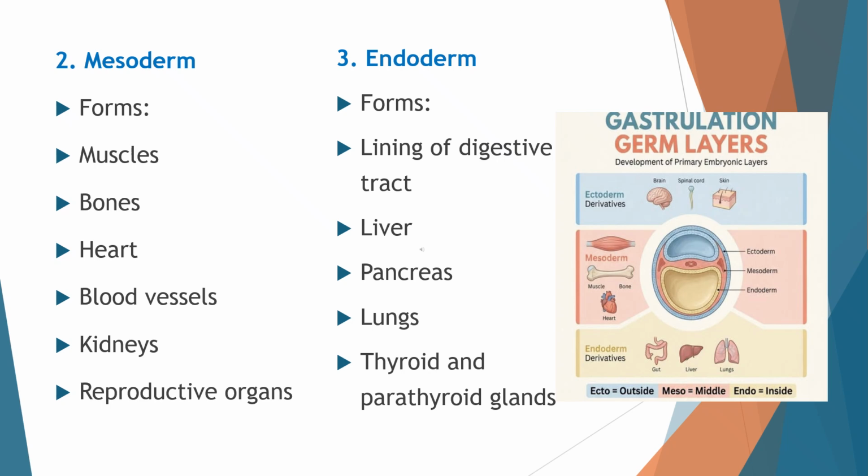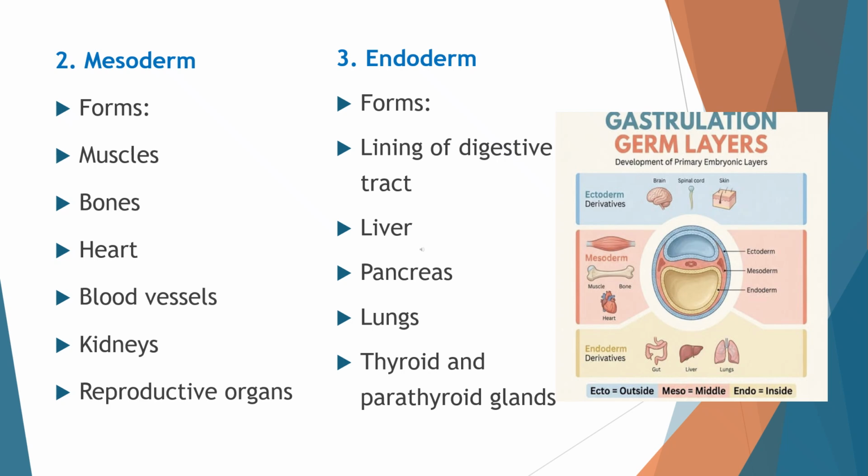Finally, the reproductive organs, such as the ovaries in females and the testes in males, also develop from the mesoderm. So whenever you hear the word mesoderm, think of the body's support and movement system. A simple way to remember it is, mesoderm forms muscles, bones, heart, blood vessels, kidneys, and reproductive organs.